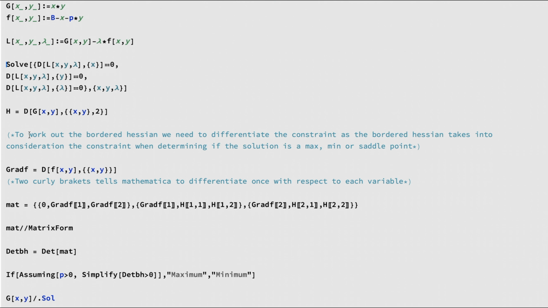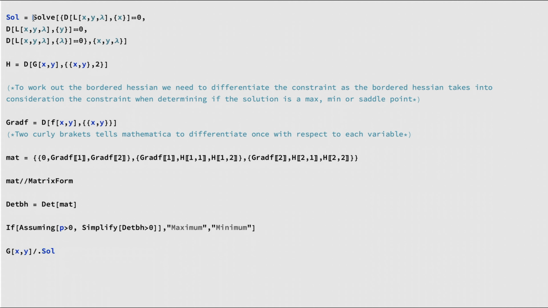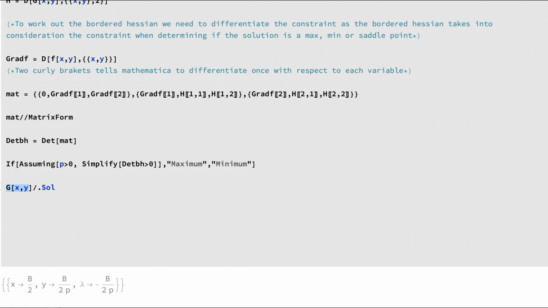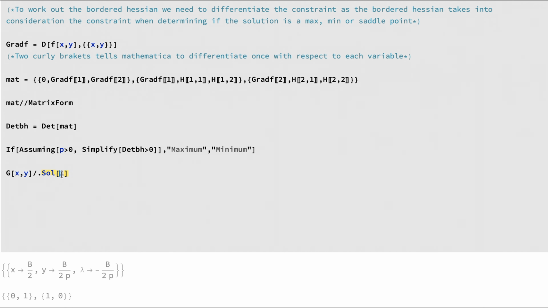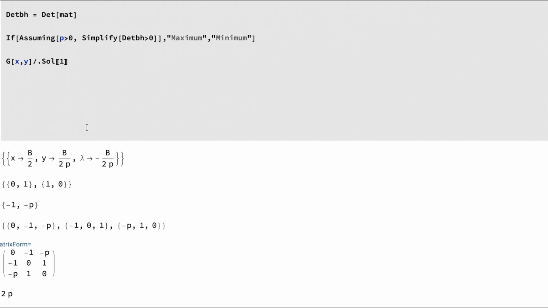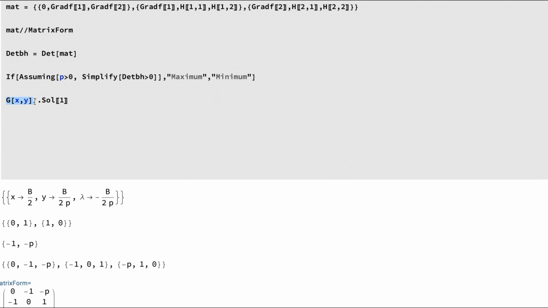So if you remember, this gave us our solutions. If I now make this equal to solution, so this is now a variable, we can take our solutions and put them into this function g of x, y. So take our solutions and place them into x and y. And if you notice, it's a list within a list, so we want this first thing, hence why I've got that one there.